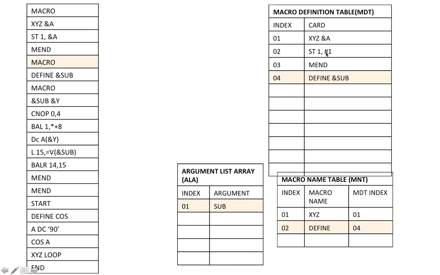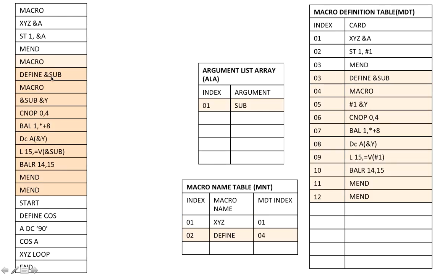Then we find the second macro definition. The first step is to store the prototype statement in the macro definition table, store the argument in the argument list array, and then store the name with the entry of the location number of the macro definition table, which is stored here as the MDT index. Then we store the entire macro definition to the definition table, and here the ampersand sub is replaced by the argument number, that is #1 and #1, and the definition is stored into the definition table.